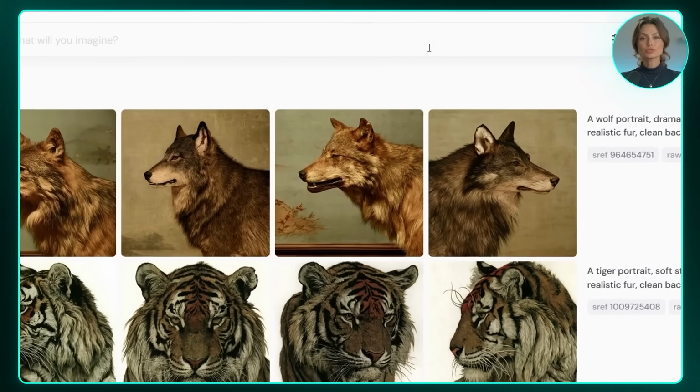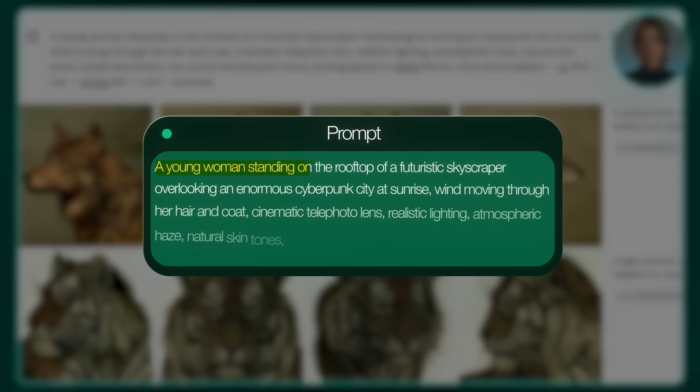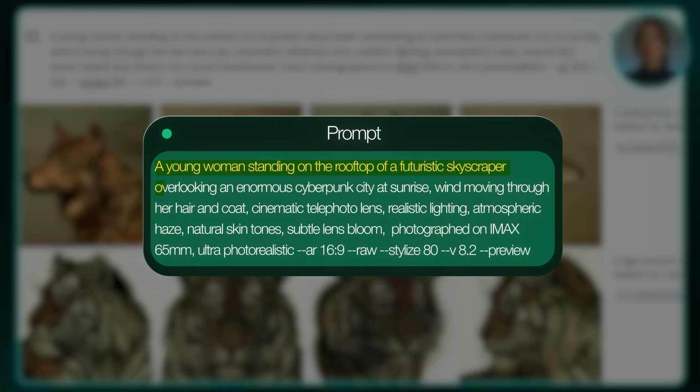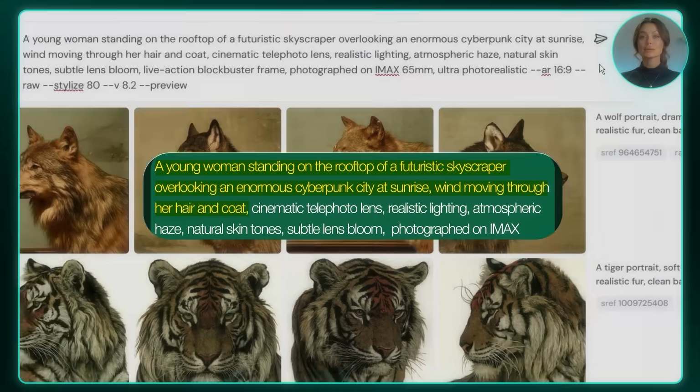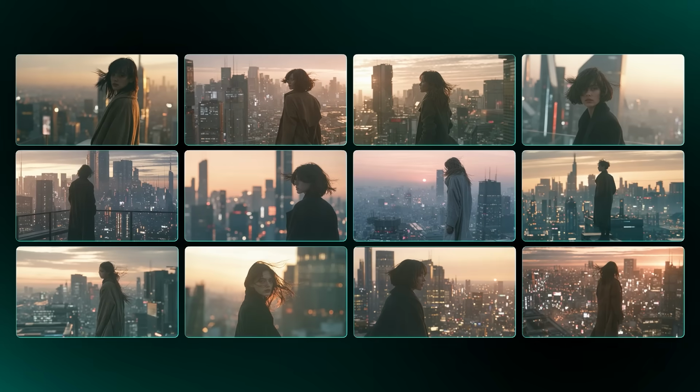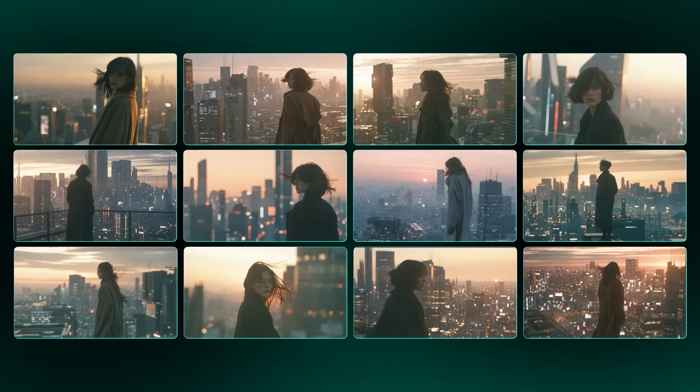To test this, my first prompt was a young woman standing on the rooftop of a futuristic skyscraper overlooking a cyberpunk city at sunrise, with wind moving through her hair and coat. Then I enabled draft mode and hit generate. The result gave me a fully rendered cinematic frame that I could immediately compare against other concepts before deciding if it was the one.